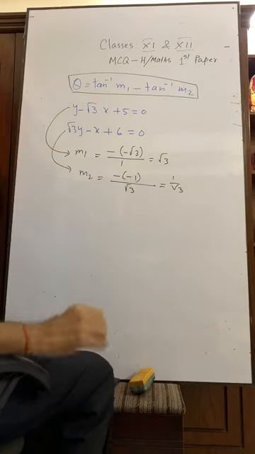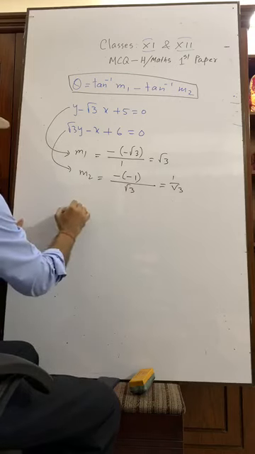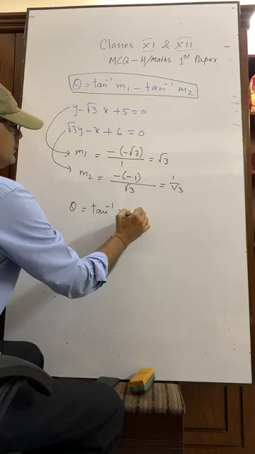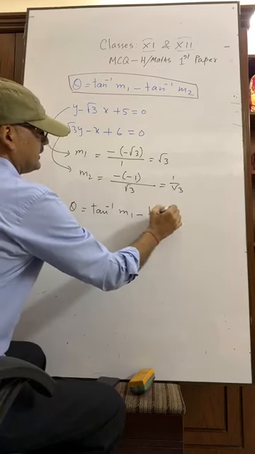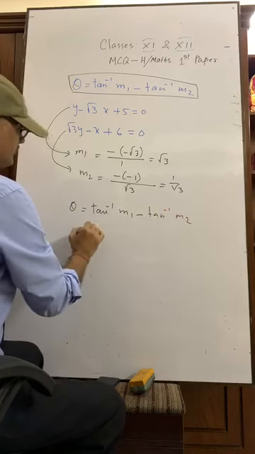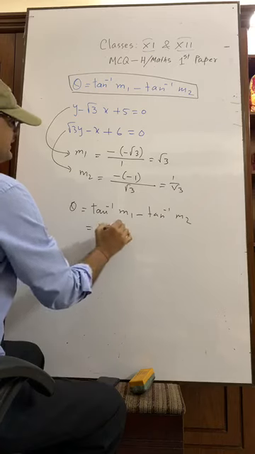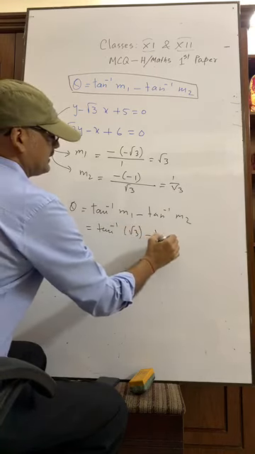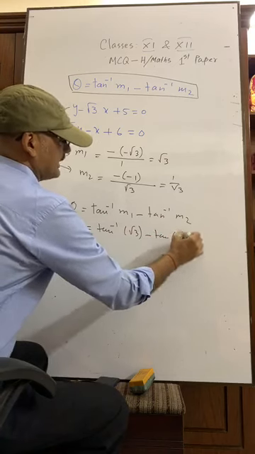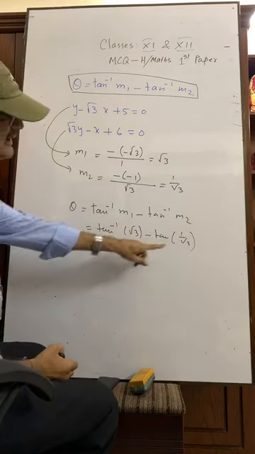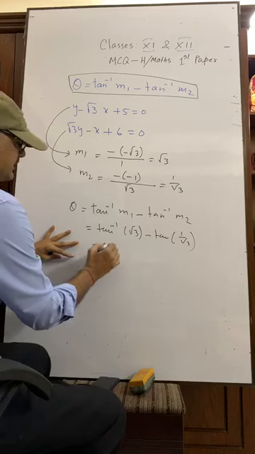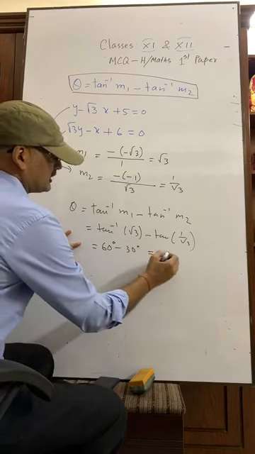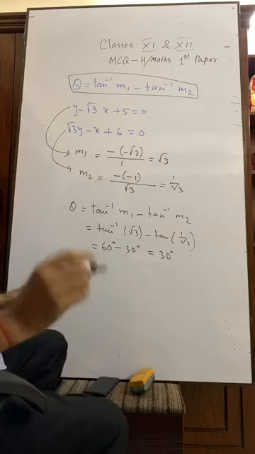So what's the angle between them? Angle theta equals tan inverse m1 minus tan inverse m2. That is tan inverse of root 3 minus tan inverse of 1 by root 3. We know this is 60 degree and this is 30 degree. 60 degree minus 30 degree is equal to 30 degree. This is the acute angle.